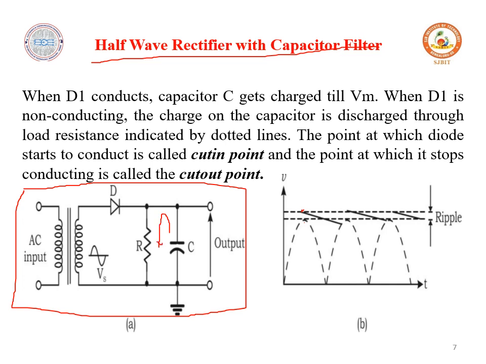This is indicated by the dotted line, so we can observe that it will be charged and then it discharges. The point at which the diode starts to conduct is called the cut-in point, and the point at which it stops conducting is called the cut-out point. So forward bias means the cut-in point comes, and reverse bias means the cut-out point comes.